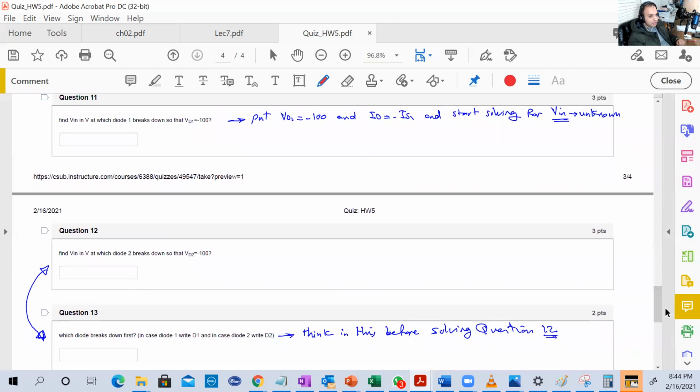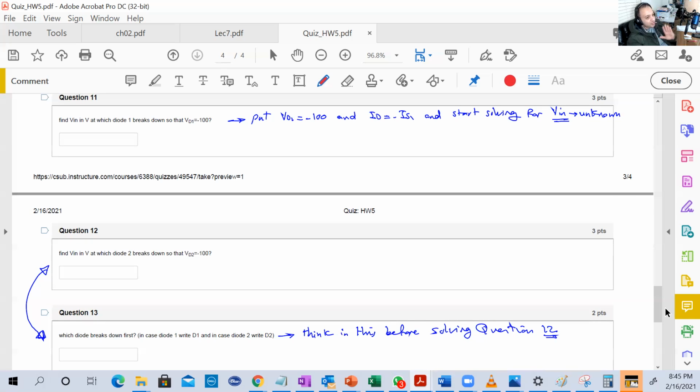Number 12 and number 13. So number 12 is basically similar to number 11. What is the input voltage at which D2 will break down, not D1? Okay. And you cannot solve this without solving 11, and you cannot solve this without, you can, of course. But I want you to think first about number 13 before solving number 12. In number 13, I'm asking you which diode will go into breakdown first.